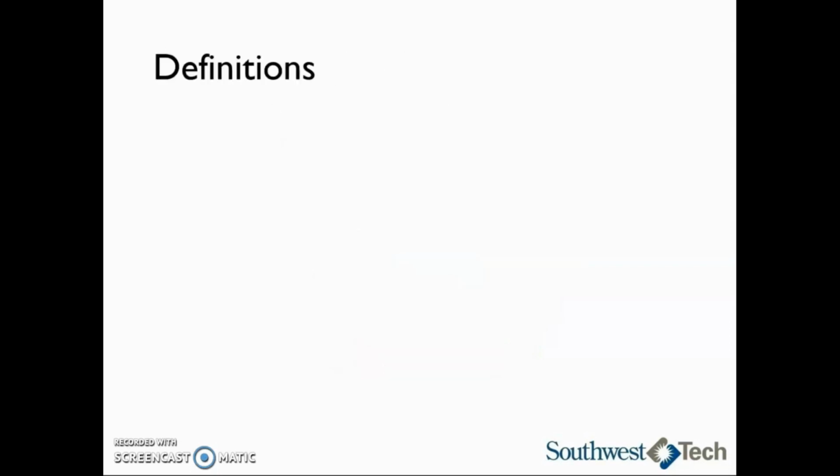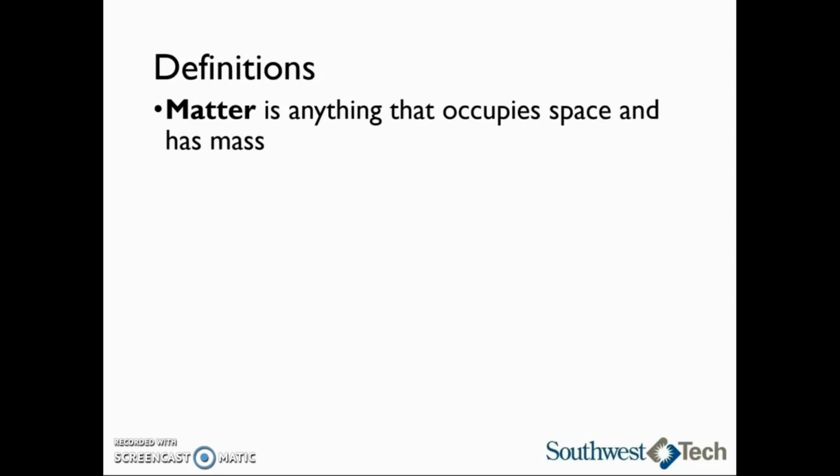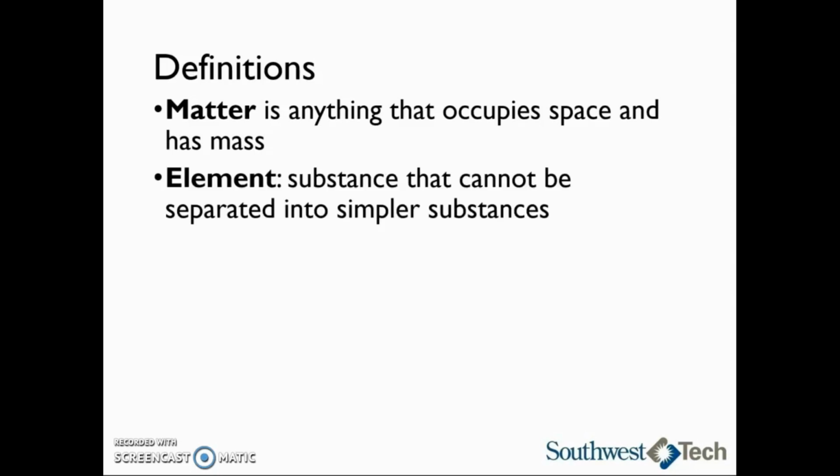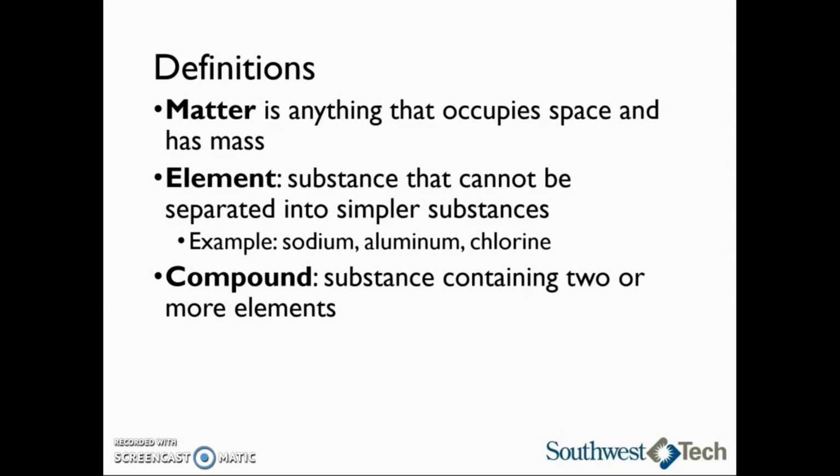To start with, we need to go through a few definitions. Matter is anything that occupies space and has mass. An element is a substance that cannot be separated into simpler substances. Some examples of elements are sodium, aluminum, and chlorine. All of these can be found on the periodic table of elements. A compound is a substance that contains two or more elements. Some examples of compounds are sodium chloride and lithium bromide.